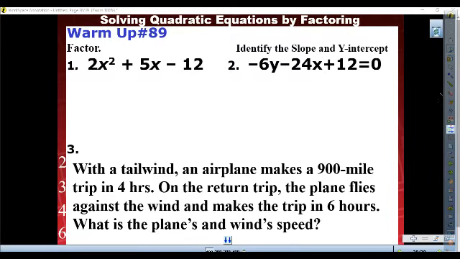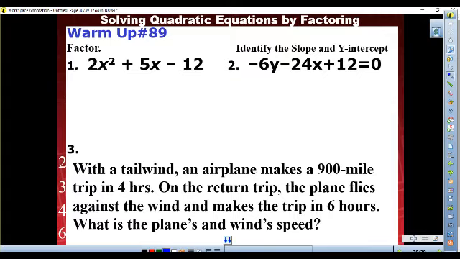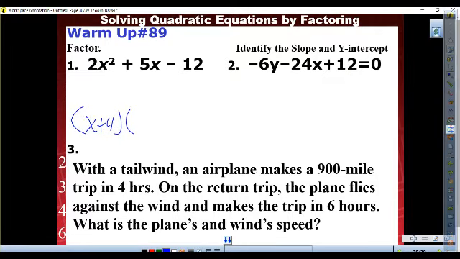Number 1. Nina, what'd you get? X plus 4, parentheses, 2x minus 3. Hands if you got that for your factors. That is correct. Number 2.